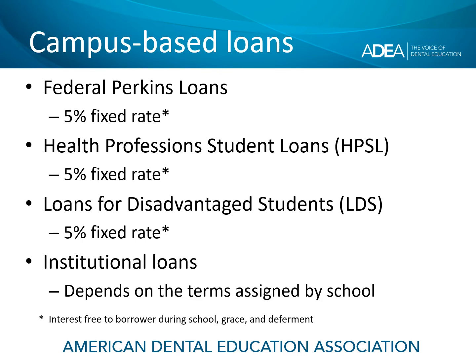Institutional loans, these would be loans that came straight from your school, from perhaps private funds. That will depend on the terms assigned by the school. So most campus-based loans are at 5% fixed. If you have an institutional loan, you'll need to check with your school about the interest rate.